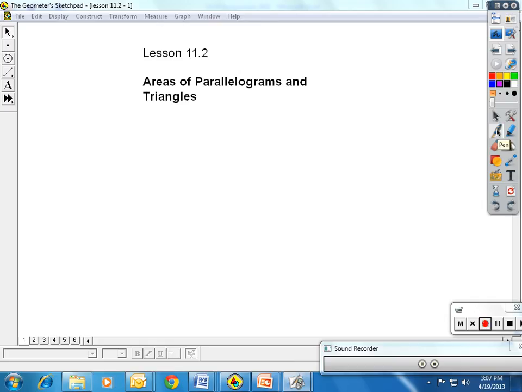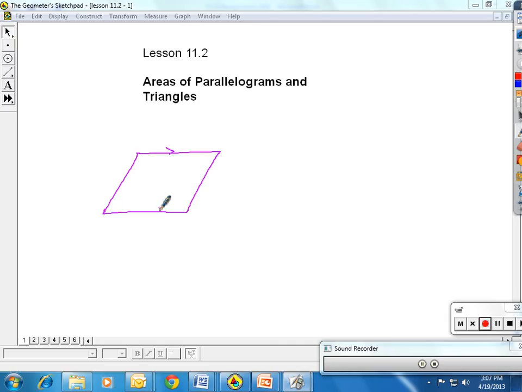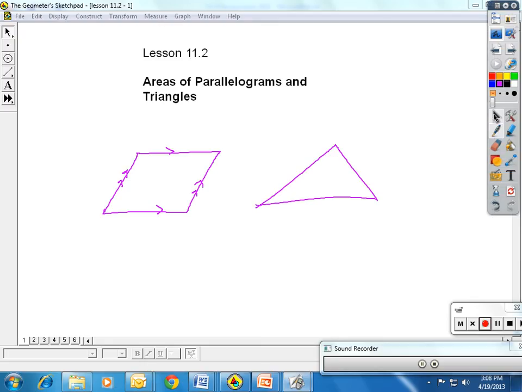I would expect an honors geometry student to not only know what the area of a parallelogram is and how to calculate it, but how to deduce it or explain it to somebody. The same would be true for any triangle. Okay, so let's get busy and let's begin with that.